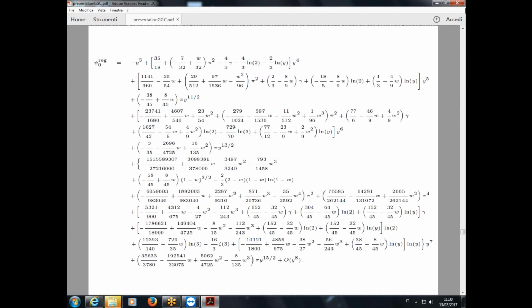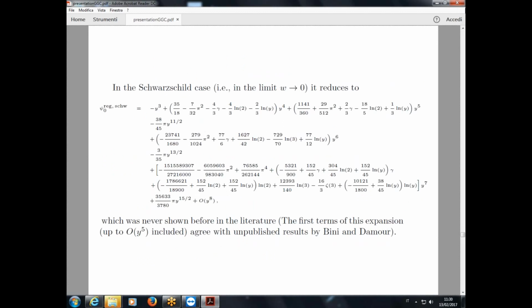But this is for Reissner-Nordström. You can see the result for Schwarzschild when you put W equals 0, where W is the charge over M, all of that squared. And now we can compare, because in the literature people did this numerically.